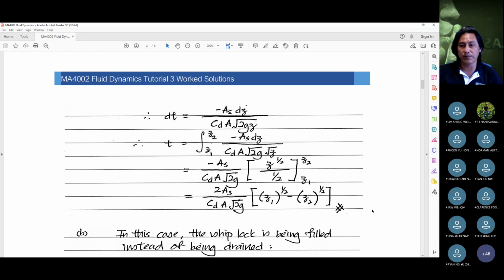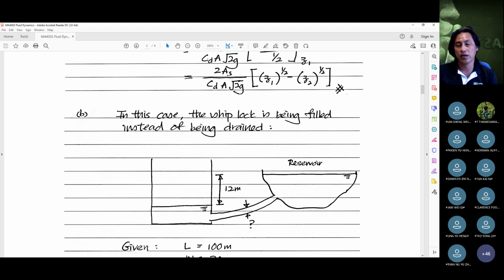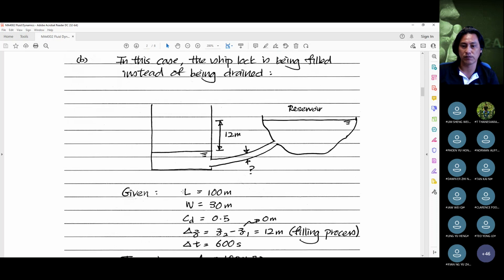Now as for part B, we're looking at a situation whereby the ship lock is being filled instead of being drained. So after pumping out to the reservoir, after they repair the ship, now they want to get the ship out of the ship lock. What to do? Well, surely I have to fill up the ship lock with water again. So in this case, this is the information we're given.